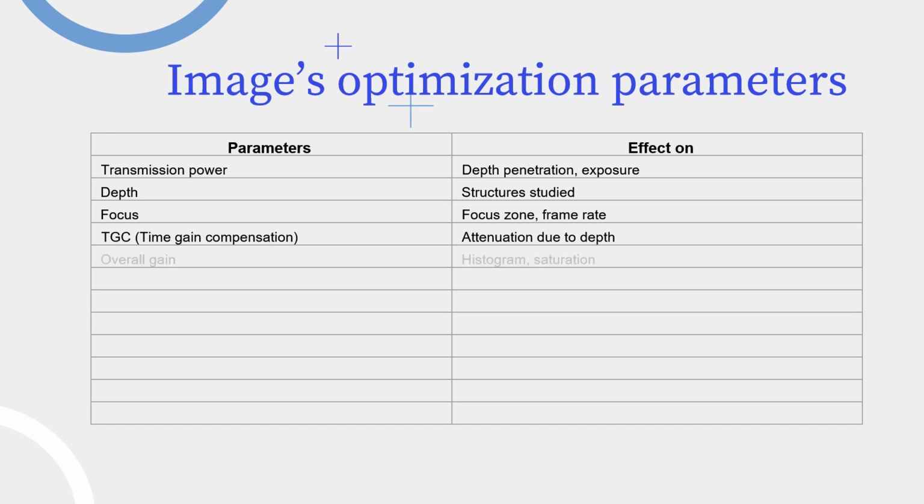Let's now talk about the overall gain. If we increase it, we won't increase the exposure, but the histogram, and so in some case the saturation, which will be bad for the contrast.